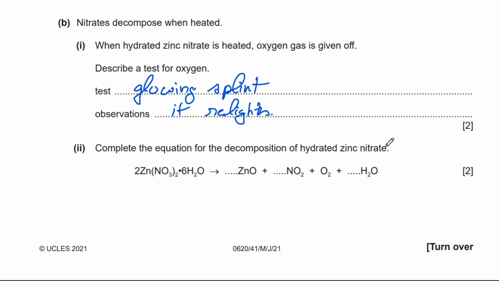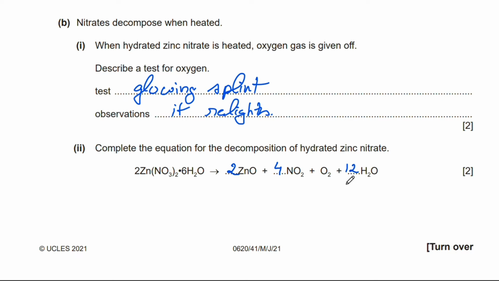Complete the equation for the decomposition of hydrated zinc nitrate. So you can see it's zinc nitrate, and here is the decomposition reaction. Basically we have to balance it. It's twice Zn(NO3)2 dot 6H2O. Now there are 2 zinc, so we write 2 over here. So the zinc is balanced. For the nitrogen, there is 2 nitrogen, 2 into 2, 4, so we write 4 over here. Oxygen we don't have to write. And for hydrogen, this is 6 into 2, 12, 12 into 2, 24.